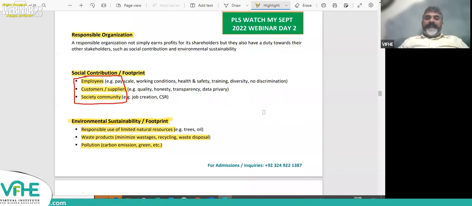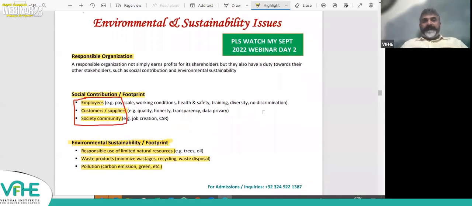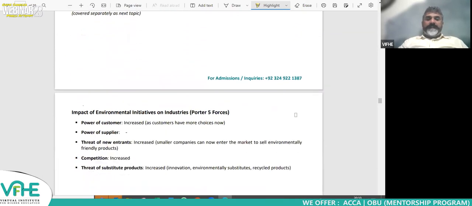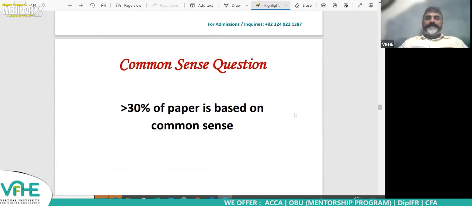Okay, so you get an idea what is environmental and sustainability issues, that we as a responsible organization should also be considerate of the social contribution or impact we are doing and the environmental impacts we are causing, and we should be a responsible citizen, and we should try not to damage just in order to maximize profits for the shareholders. Understood the concept? Good. So you can watch the article for December.